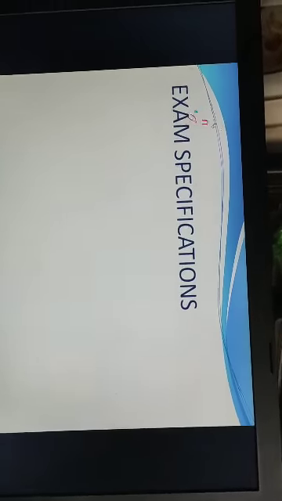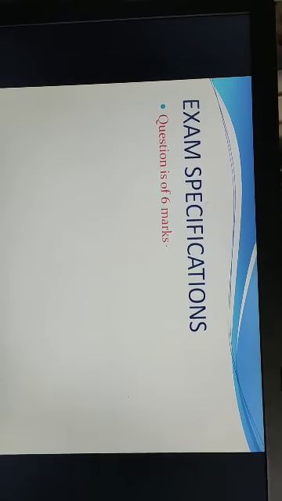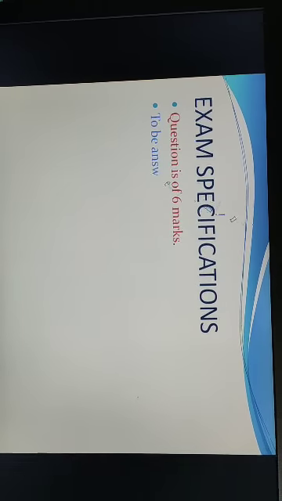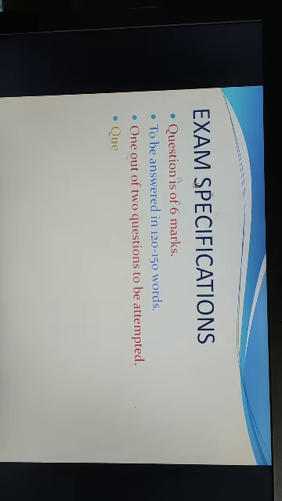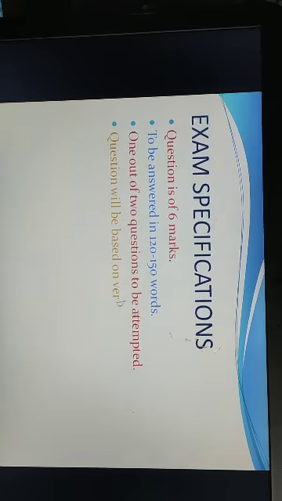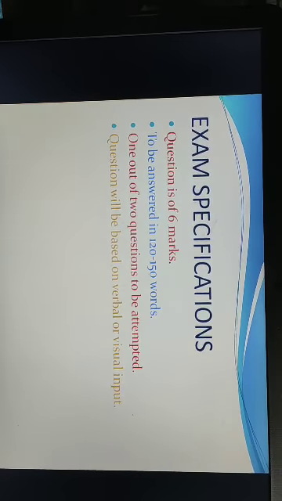Now let us look at the exam specifications of job application. The question carries 6 marks and it has to be answered in 120 to 150 words. There is a choice out of 2 questions, only one has to be attempted, and the question will be based on verbal or visual input.